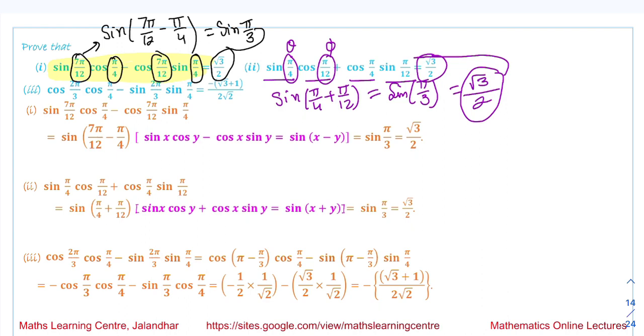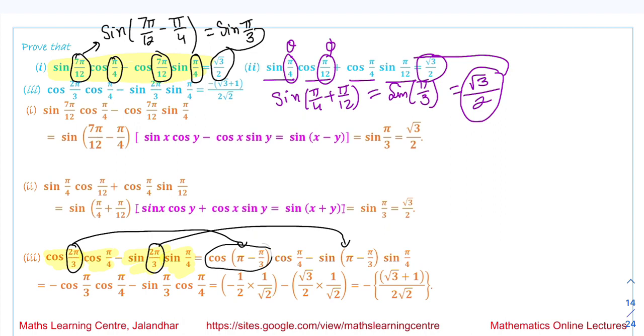Now in the last part, we are going to find the value of cos of 2 pi by 3 into cos of pi by 4 minus sine of 2 pi by 3 into sine of pi by 4. If we look at this value 2 pi by 3, we can write it as pi minus pi by 3. Now cos of pi minus pi by 3 will become minus cos of pi by 3, and sine of pi minus pi by 3 is sine of pi by 3.